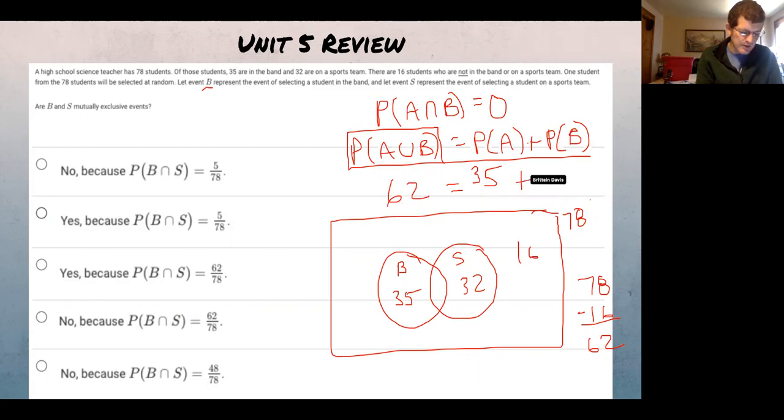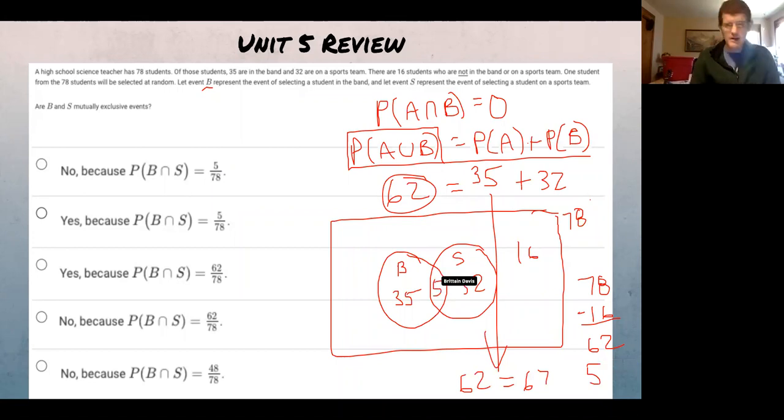The number of people in sports is 32. If these add up and it's exactly 62, then these are mutually exclusive. But if it doesn't, and there's any extra amount, then we're going to have some overlap. So anyways, if I add this up, I get 67. I'm going to bring it down here. So now I have 67 equals 62. That's not true. So it looks like I have an overlap of 5. That means there's 5 students who are involved in both band and sports.